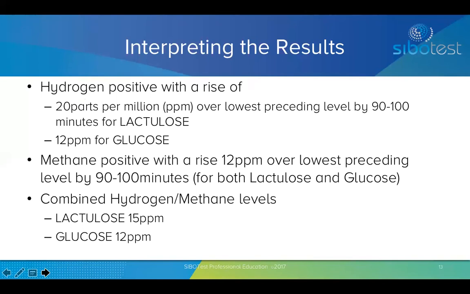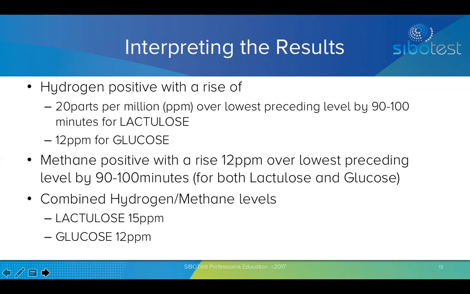So hydrogen will be positive with a rise of 20 parts per million over the lowest preceding level. I have written this out for people that are more visual, so you can actually see the numbers, but we'll see this a lot more clearly in the test results in a moment. So 20 parts per million over baseline, or over the lowest preceding level, for lactulose, but only 12 parts per million of a rise for glucose.